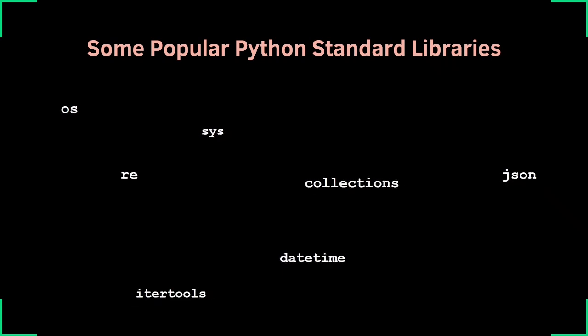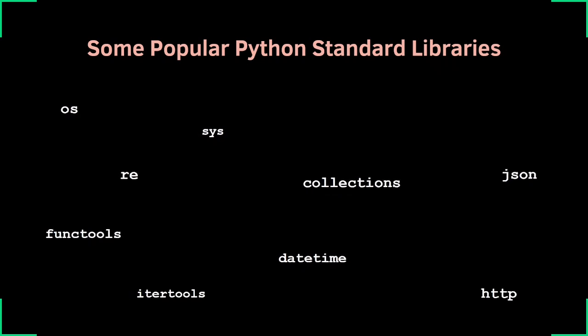Then there's itertools, which provides functions creating iterators for efficient looping. There's also functools, which provides higher order functions that act on or return other functions. For example, decorators. And we won't cover decorators in our course. That's a more advanced topic.